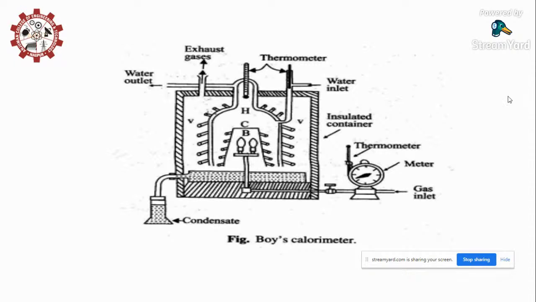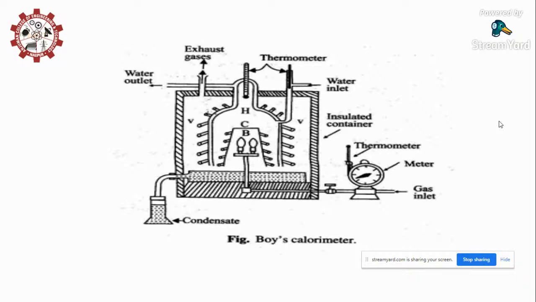Let us proceed further. I hope the construction part is clear. With the construction, I have explained the working also. Thank you, Afan. Thank you, Sumera, Tanushri. Thank you so much. Okay, let us proceed further.